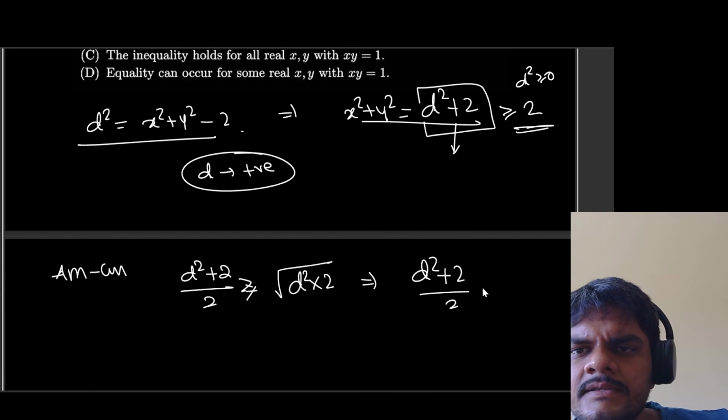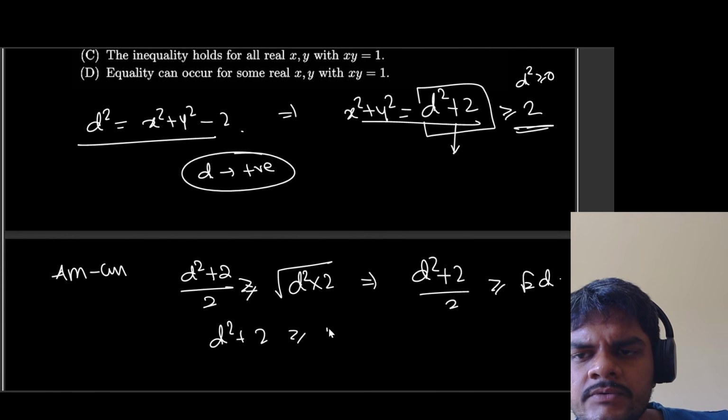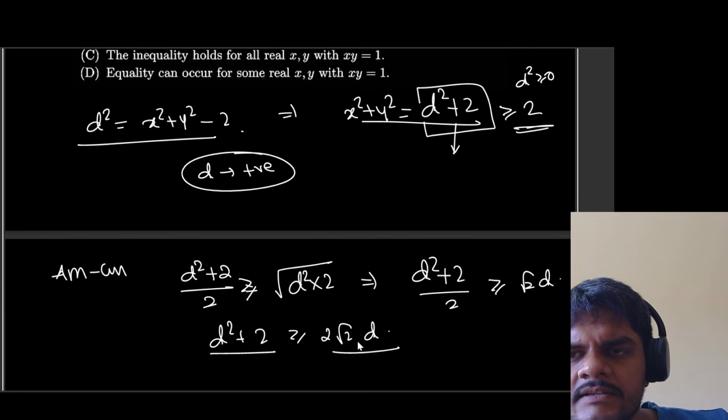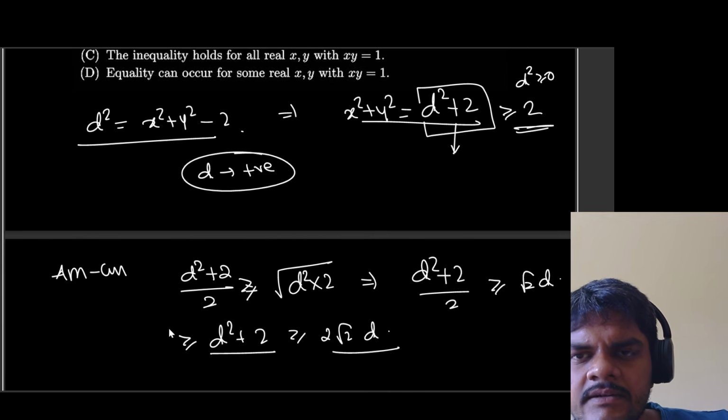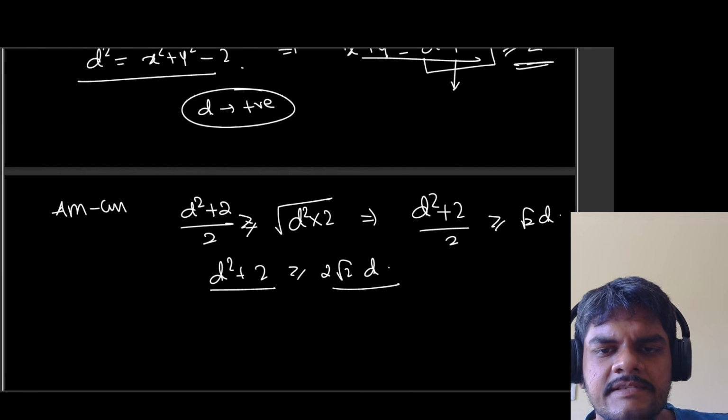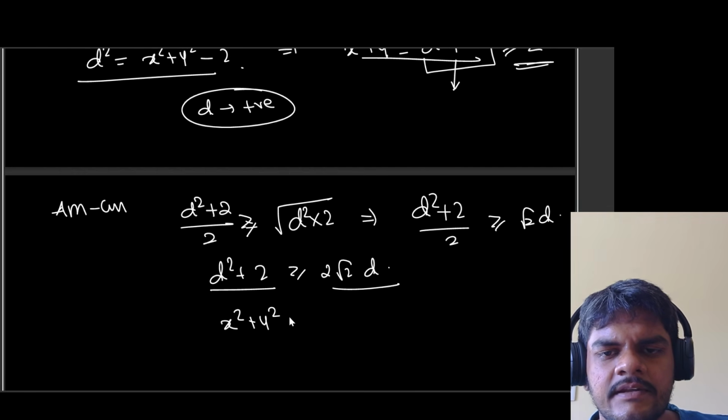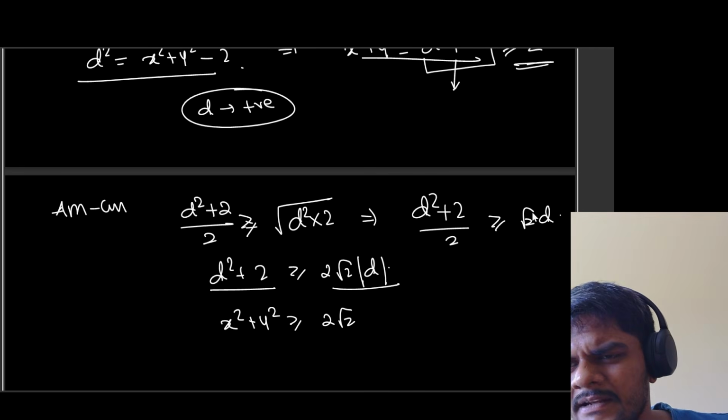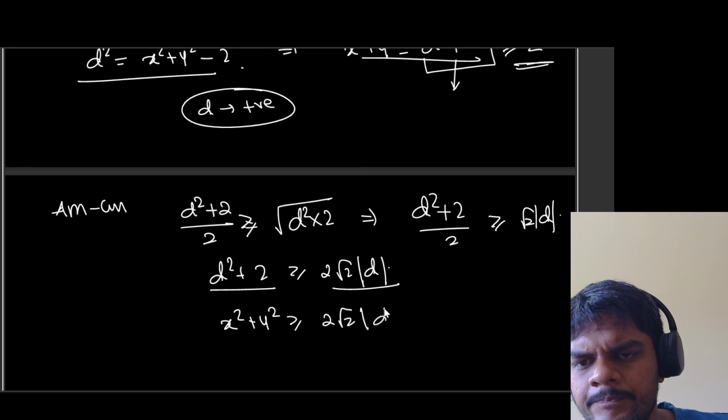So d square plus 2 is greater than or equal to root 2 d. So d square plus 2 is greater than or equal to 2 root 2 d. Now d square plus 2 is greater than or equal to 2 root 2 into d. This is actually exactly equal to x square plus y square. So you see that x square plus y square is greater than or equal to 2 root 2 mod d. Maybe I can write mod d. That should be good. Mod d.